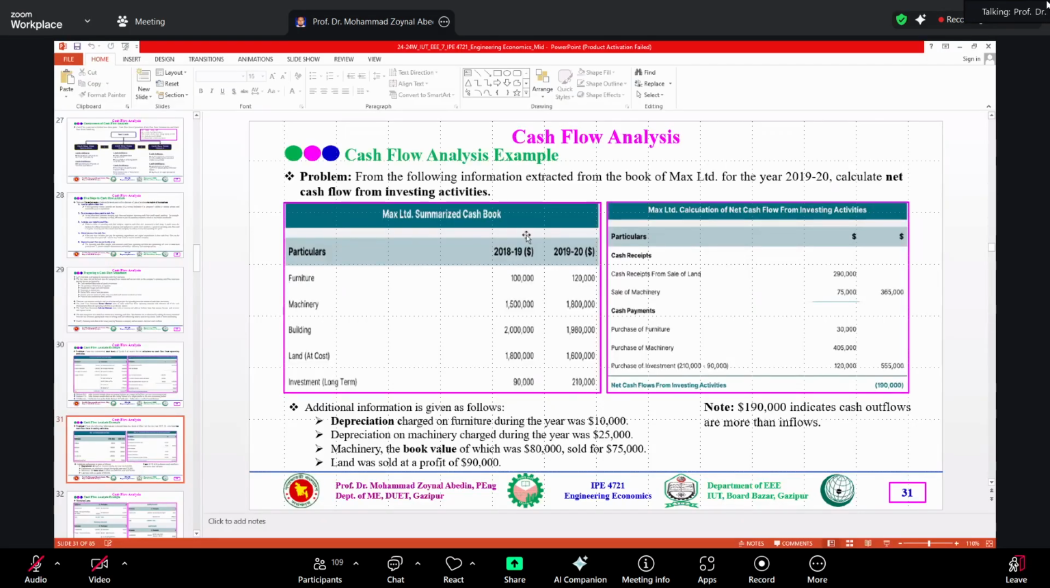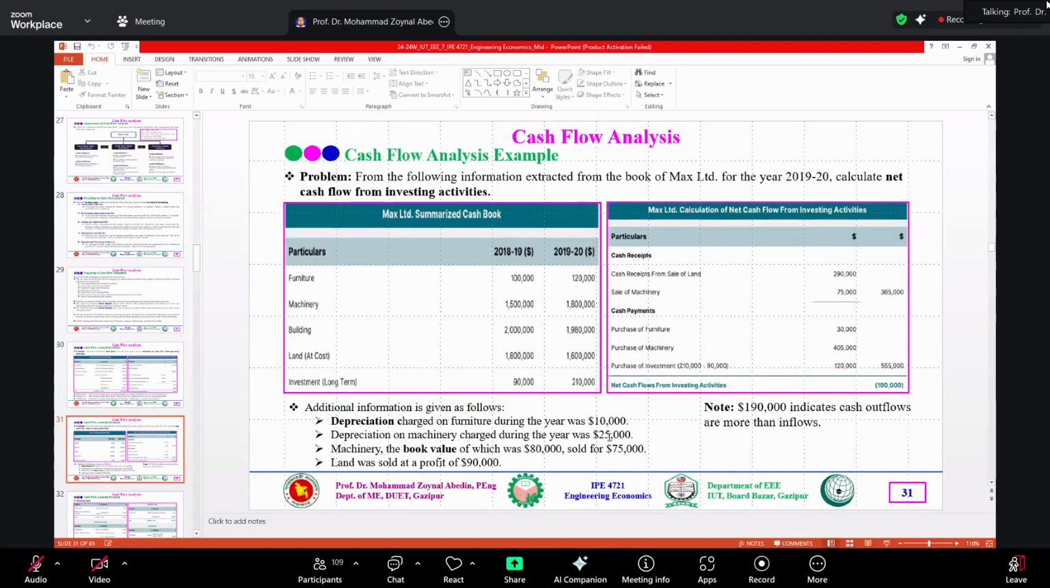Okay, this is the table given as a problem, but additional information is given as follows. Depreciation charged on furniture during the year was 10,000. So the furniture will not be same as the previous year in the current year. So we have to add the some depreciated value.